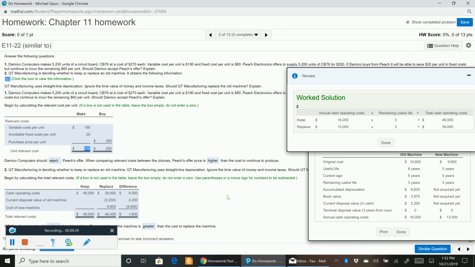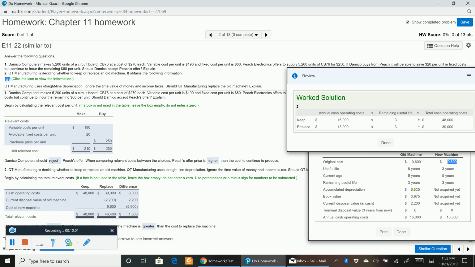All right, and the second example here, we have a company. They're deciding whether to keep their old machine or replace it with a new machine. Okay, so here's the information given to us over here on the right-hand side. We can see our old machine cost us $10,600, but if we buy the new machine, we can buy it for $9,600. The original useful lives, the current age, the remaining useful life is 3 years on each.